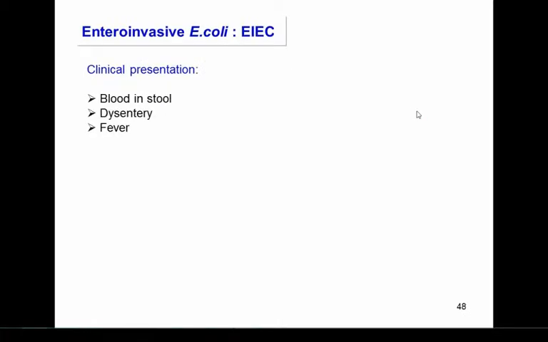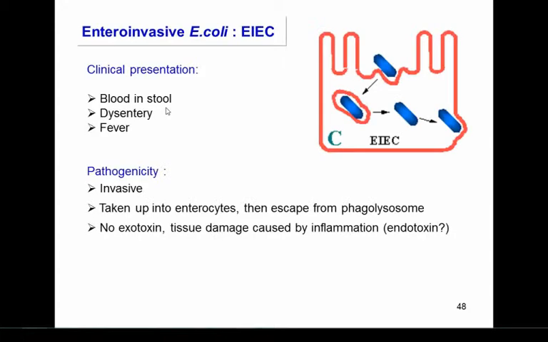Enteroinvasive E. coli are rather different. So if you have an infection from enteroinvasive E. coli, you'll have a fever, diarrhea, but this time you'll have blood in your stools. So this is telling you that the intestinal epithelium has been damaged. How does this happen?